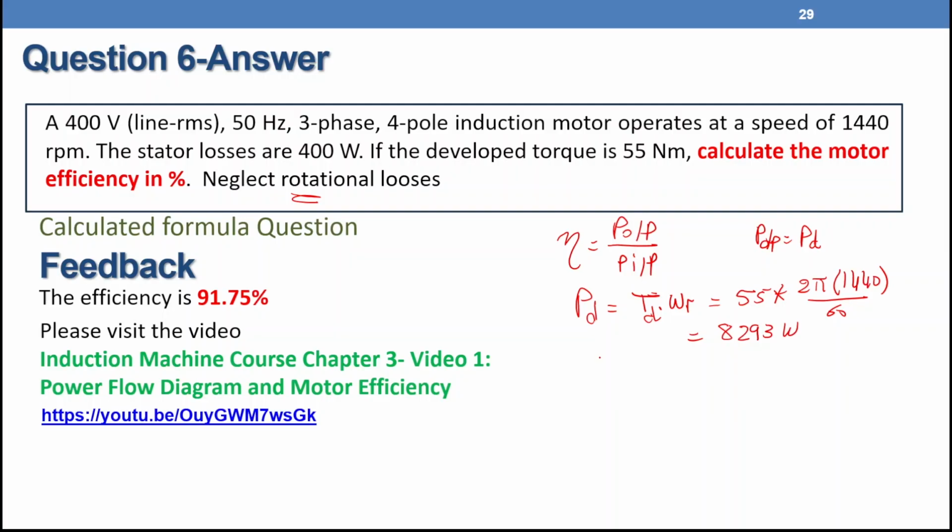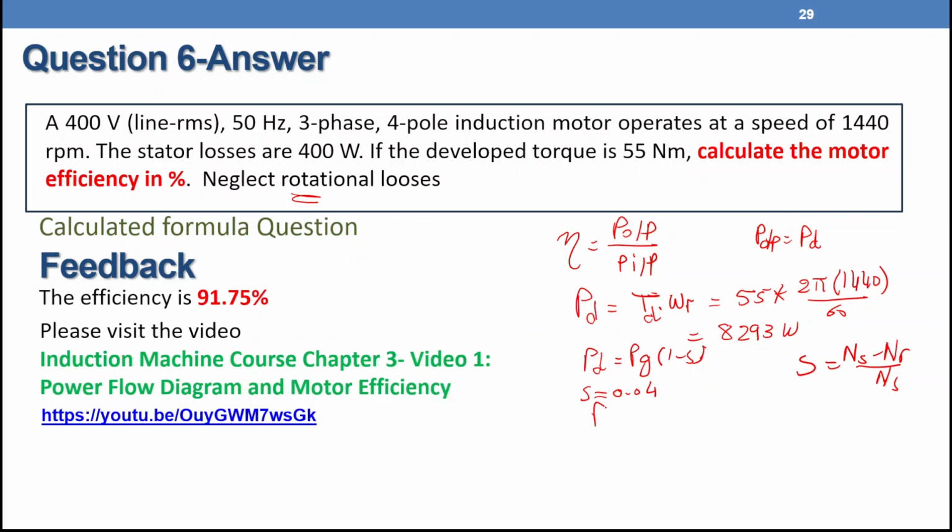So we need to calculate the power gap. You need to return back to the power flow diagram. We know that P developed equals P gap times (1 minus S). We know how to calculate S from the previous example: S equals Ns minus Nr over Ns. Nr is given, and Ns you can calculate with 120 Fs over P, 1500 RPM. So S in this problem is 0.04.